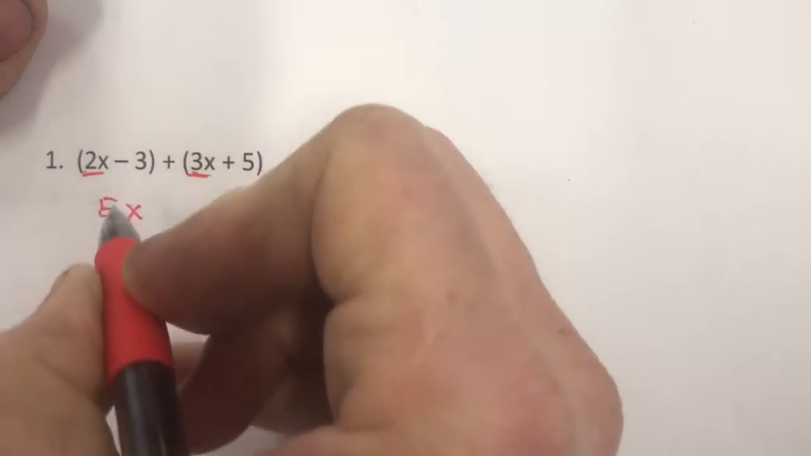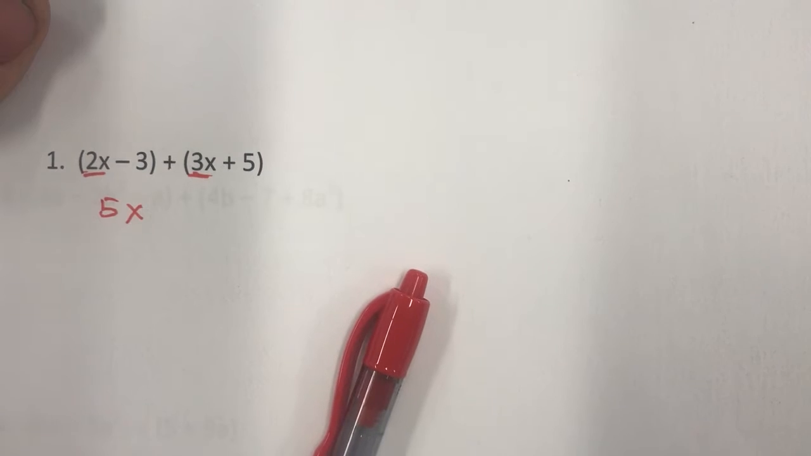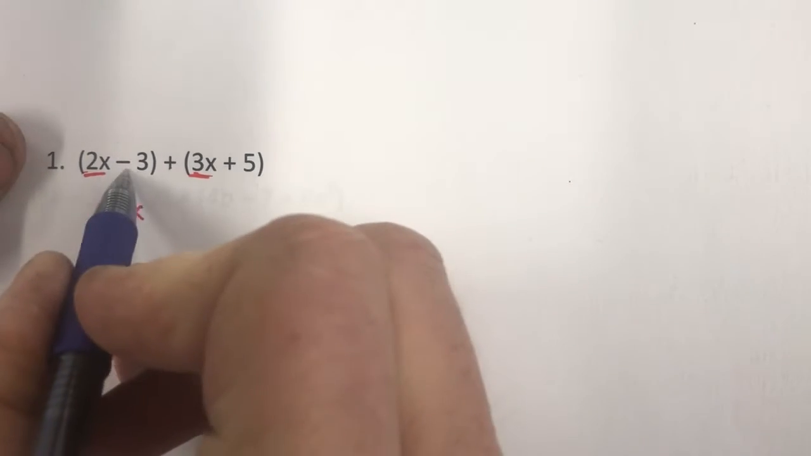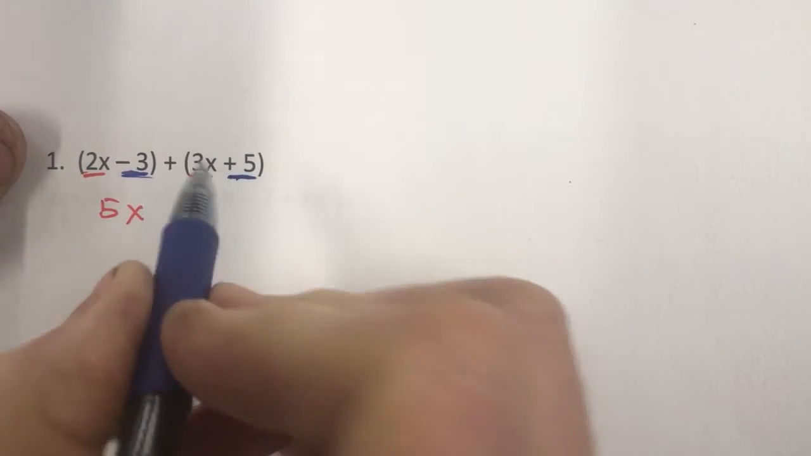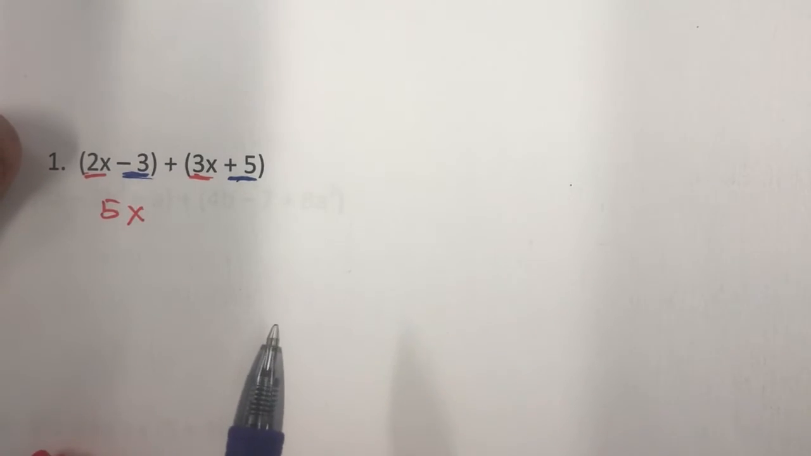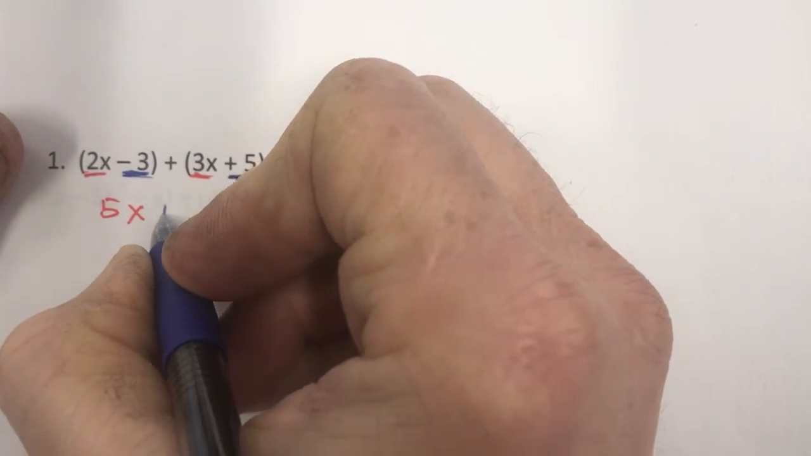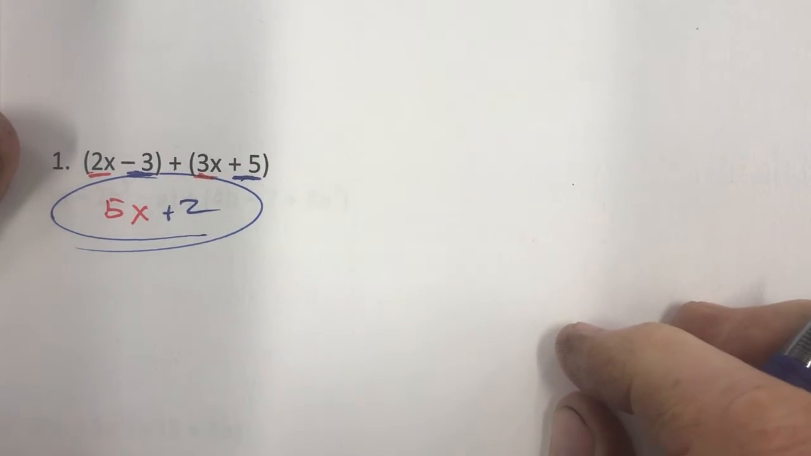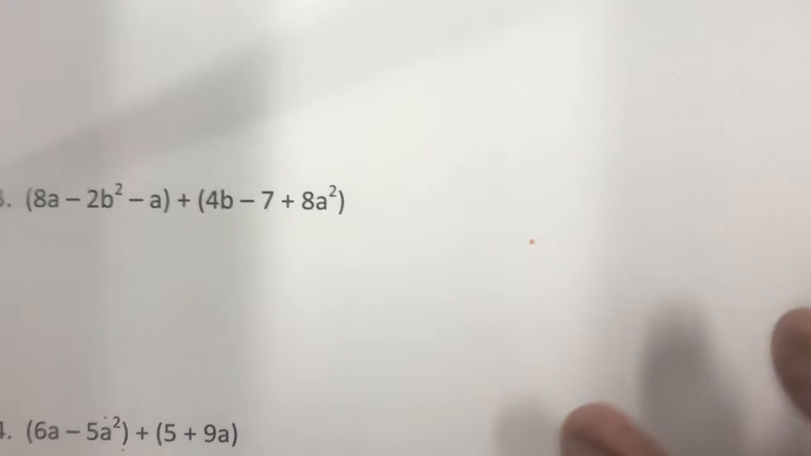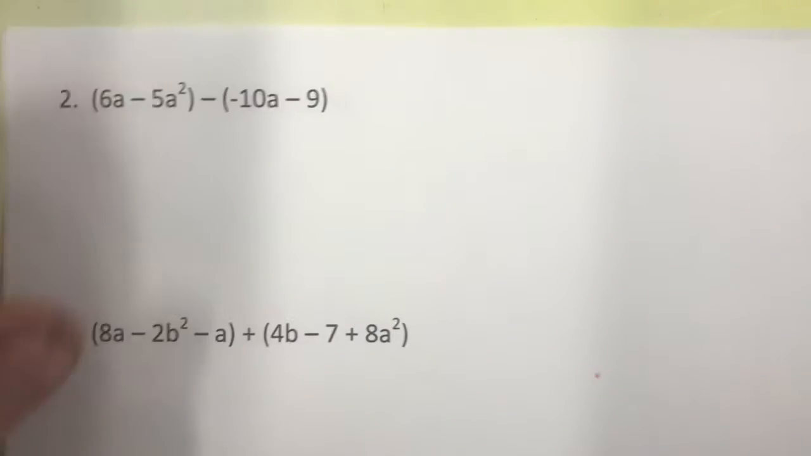Okay, and then here you go, color code it. These two are like terms. They're just constants. So negative 3 plus 5 would be positive 2. And so there would be my answer right there, 5x plus 2. All right, go to number 2 here.